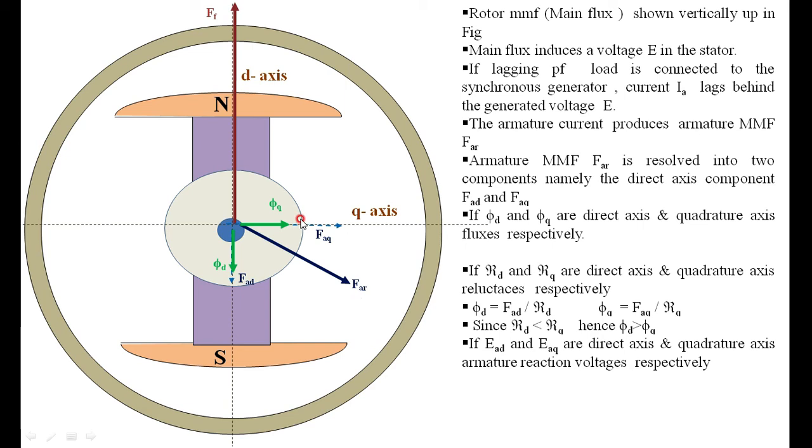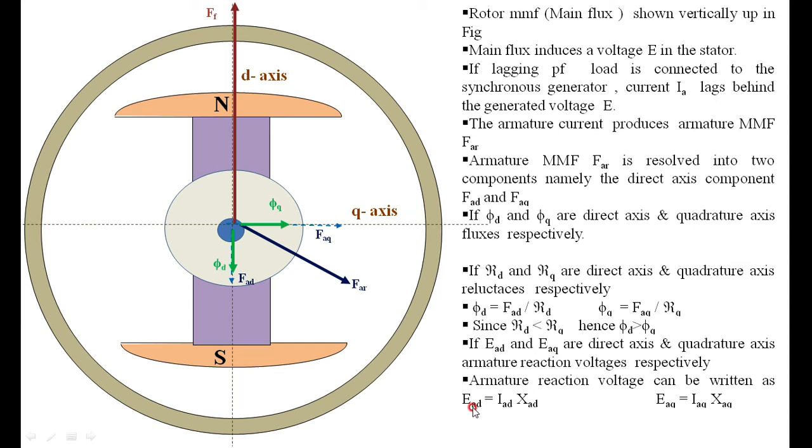Because of FAR, FAQ, FAD, because of FAD, we have got phi d and phi q. Because of the phi d, we have got EAD and EAQ. That is because of the flux, we have got an EMF. EAD and EAQ are the direct axis and quadrature axis armature reaction voltages respectively. Then, how are we writing EAD and EAQ in the form of voltage, current and reactance?